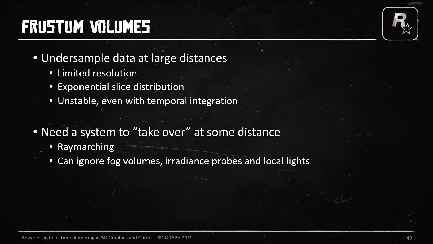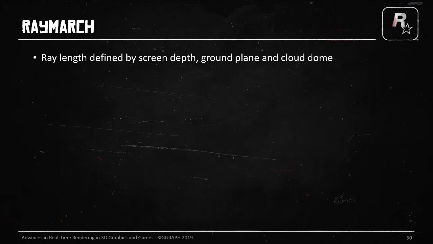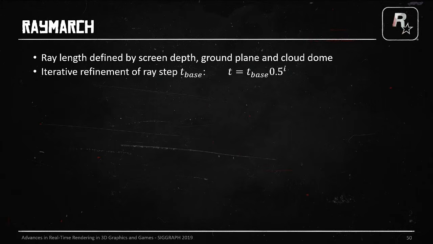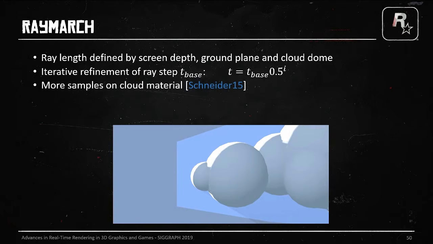For this system, we can ignore certain effects like fog volumes or the irradiance probe lookup and local lights, since we don't have that data in that distance anyway. And the ray length in that system is defined by the screen depth or the ground plane and cloud dome. So we don't cast or we don't sample anything outside of these bounds. And we apply an iterative refinement of the step base length as we ray march, so that we get more samples on cloud material.